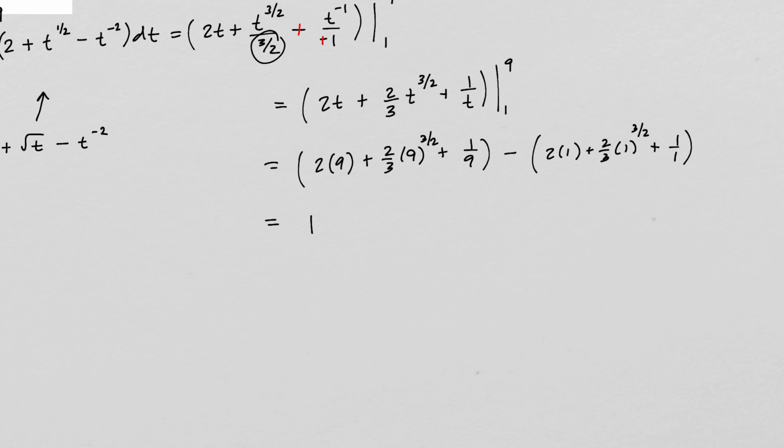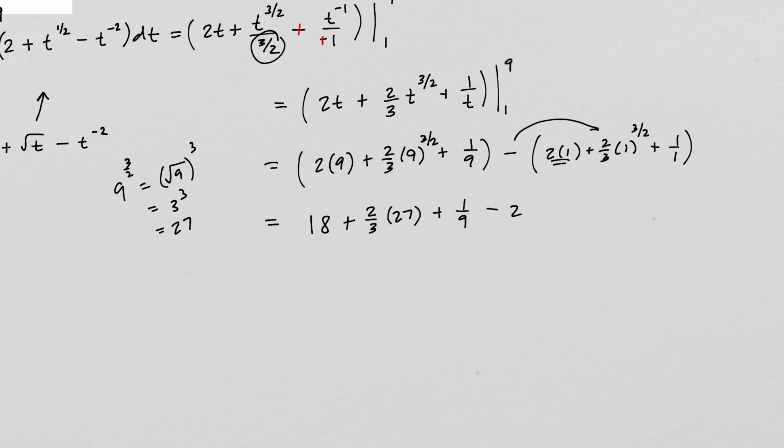And now let's simplify. We have 18 plus 2/3 times, what is 9 to the 3/2? Remember how we do this? We take the square root of 9 to the 3rd power. That is 3 cubed, which is 27. Minus 2 times 1 is 2. The minus carries to the next term. That's going to be minus 2/3 times 1 to the 3/2 is 1. And finally, minus 1. So make sure you distribute that negative to everything.